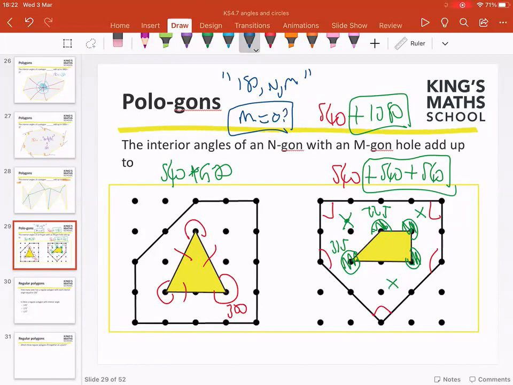So that's something for you to explore and think about. I'm very happy to discuss it either at the end of the session or by email later. But it's a really lovely exploration. Put the one hole in, see what happens. Reduce the hole to zero.